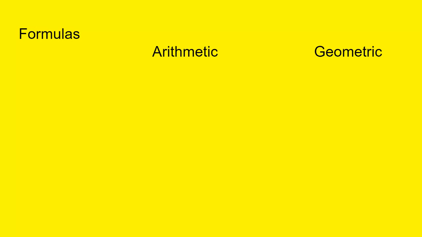Here are some useful formulas for both arithmetic and geometric sequences and series. First, for sequences, to find the nth term in arithmetic, we would take a sub n. It's going to be equal to a sub 1 plus n minus 1 times d. So if you know the first term, the common difference, and the number of terms you're interested in, you can find a sub n. As a matter of fact, this formula can be used anyway as long as you know 3 of the 4 quantities.